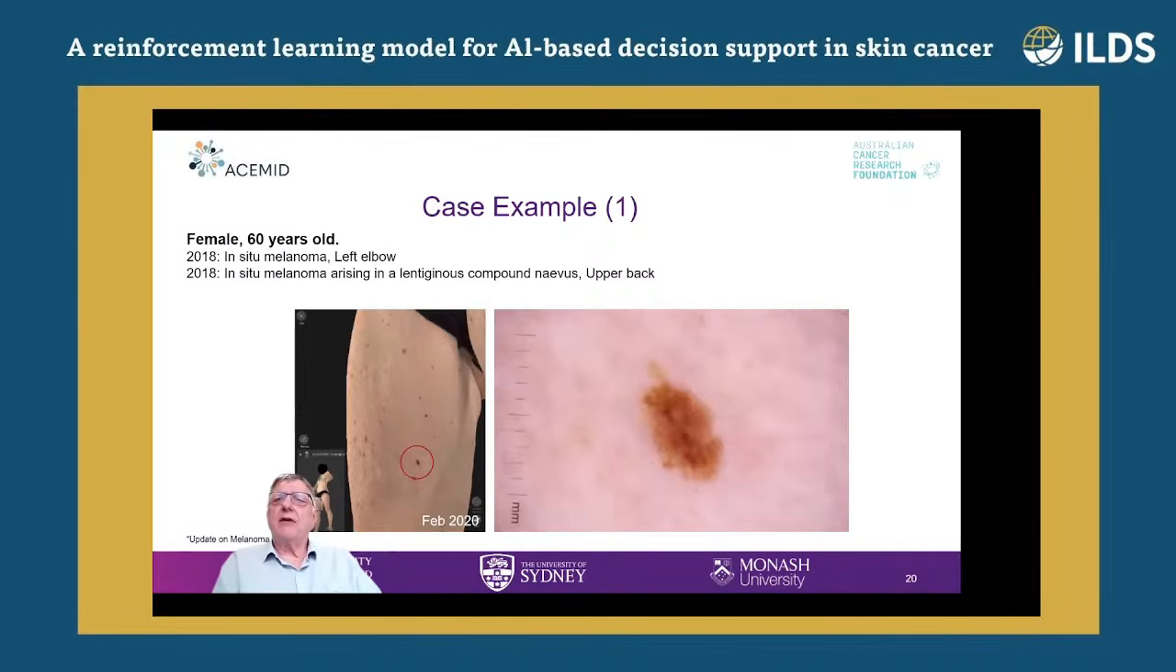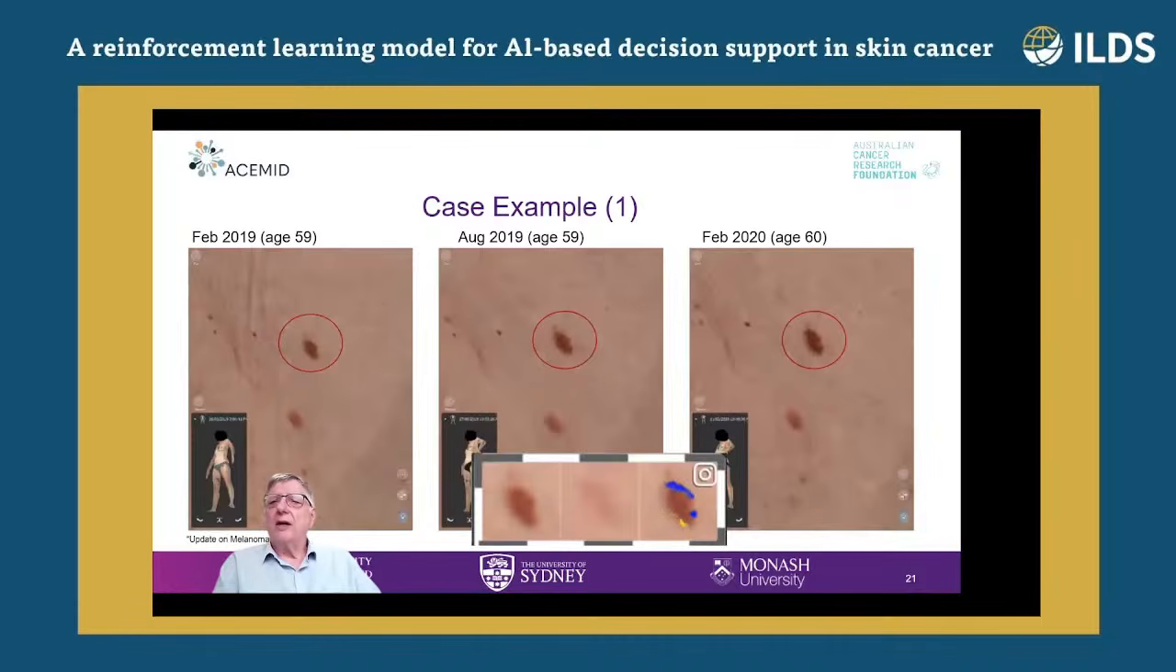This is a 60-year-old lady who had in 2018 an in situ melanoma. Actually, she had two in situ melanomas, and then we started her in February 2020 with this lesion. But we did follow up over a longer time period, six monthly, and the so-called change module in the Vectra VR360 shows that this lesion is clearly changing.